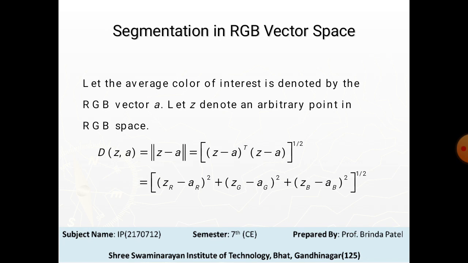Given a set of sample color points representative of the colors of interest, we obtain an estimate of the average color that we wish to segment. Let this average color be denoted by the RGB vector a. The objective of the segmentation is to classify each RGB pixel in a given image as having a color in a specified range or not. In order to perform this comparison, it is necessary to have a measure of similarity.